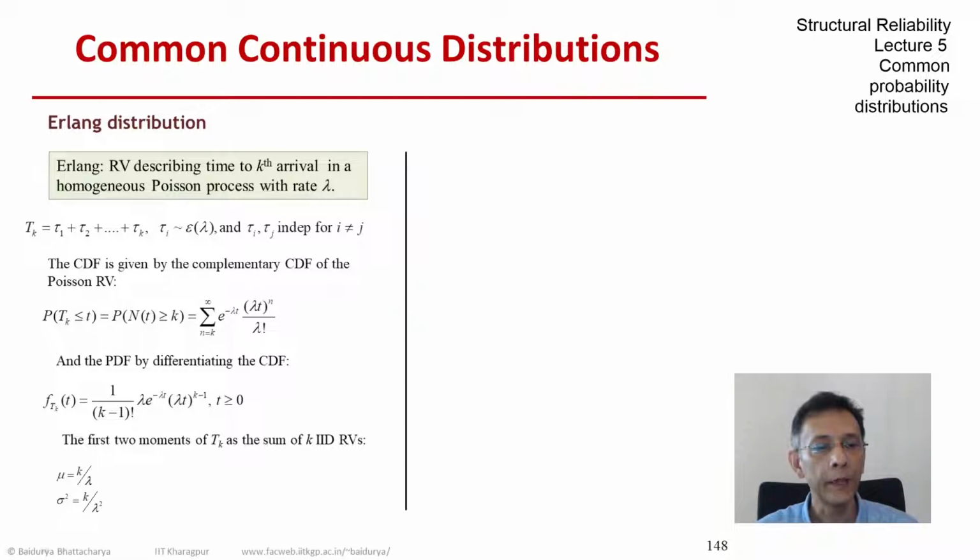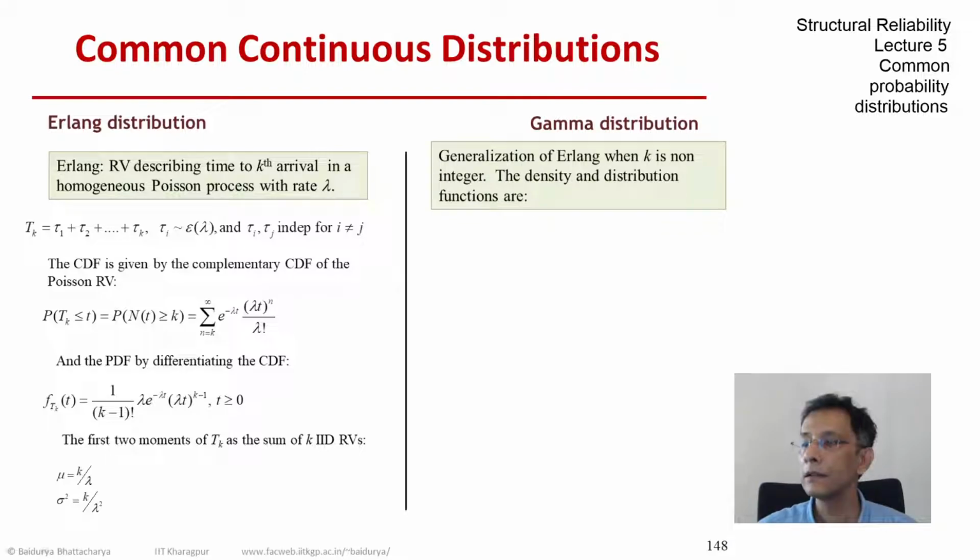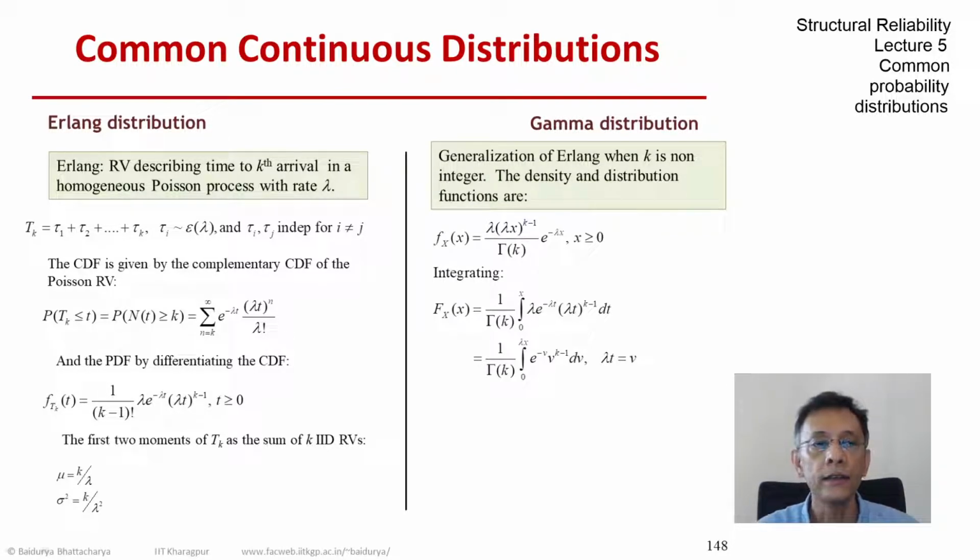Now, what if k is not an integer? We can generalize that (k minus 1) factorial in the PDF of Tk and define the gamma distribution. So instead of (k minus 1) factorial, we have gamma of k in the denominator, and we can integrate that density function to get the CDF, which again involves the gamma function, and it has the same mean and variance as in the case of the Erlang with the same k and lambda.